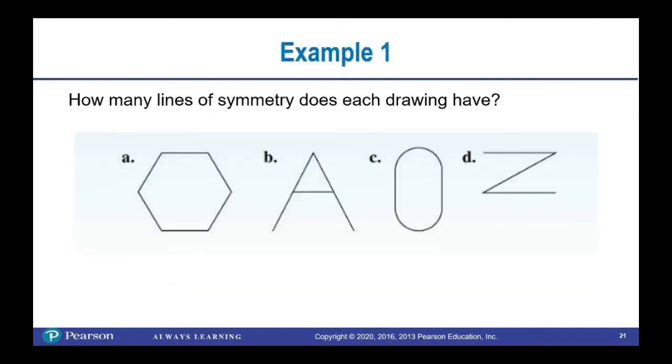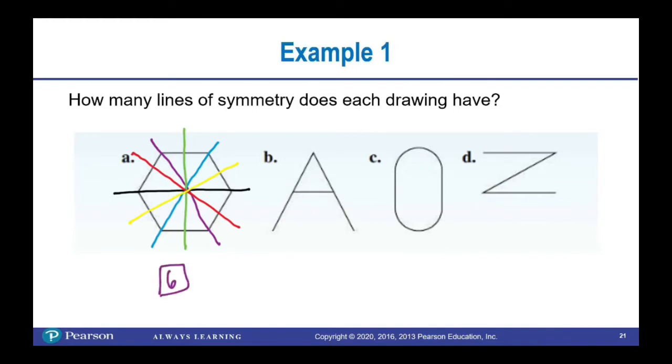Look at example 1. How many lines of symmetry does each drawing have? We start in part A with a hexagon. Now notice I can draw a line across the hexagon from vertex to vertex, and there are 3 lines of symmetry that go through the vertices. I can also draw lines through the middle of each of the sides of this hexagon, and I have 3 more lines of symmetry. So this one has 6 lines of symmetry.